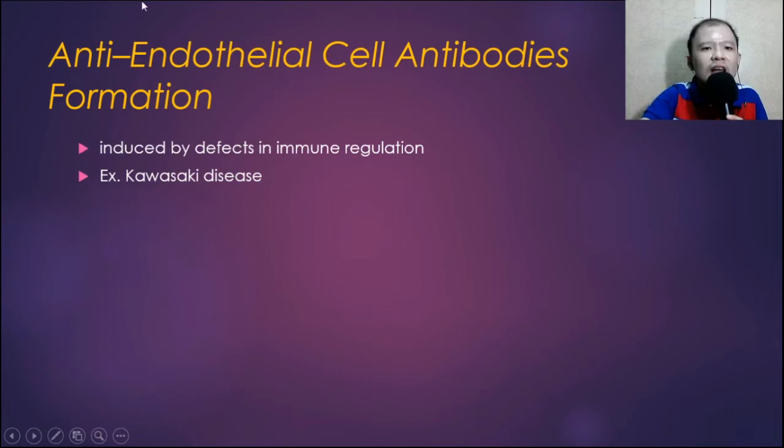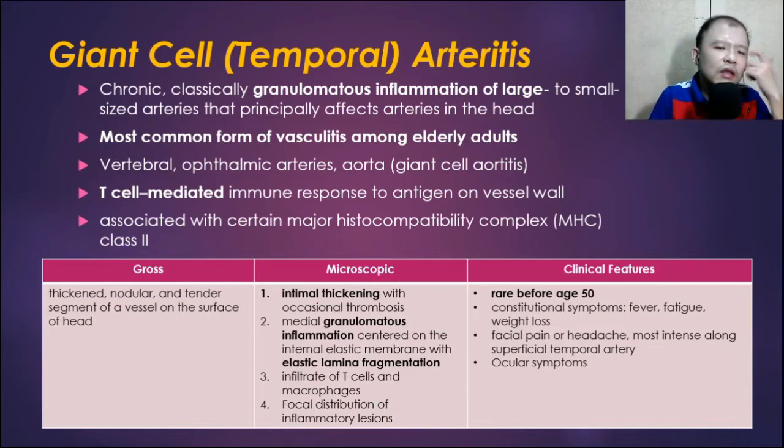Next is anti-endothelial cell antibody formation, such as in Kawasaki disease, as we mentioned a while ago. So let's go into detail on the following vasculitides. Number one, you have giant cell temporal arteritis. If it's granulomatous and involves large vessels, do not forget giant cell arteritis. At the same time, it involves the elderly, particularly patients 50 and above. That is what we call giant cell temporal arteritis.